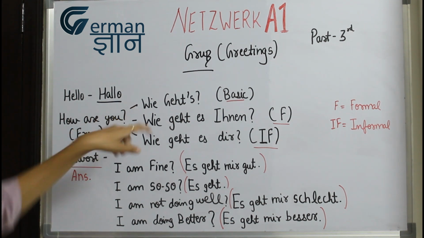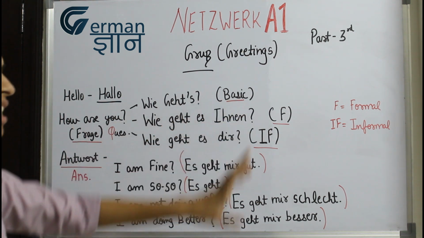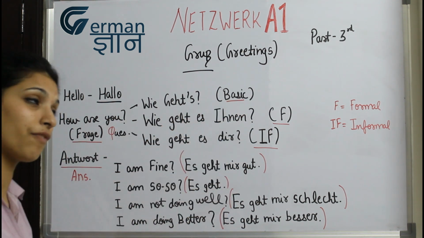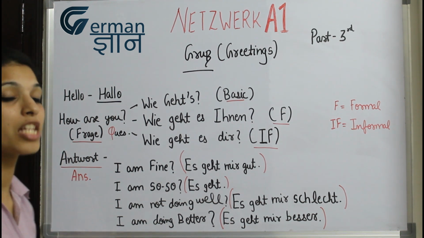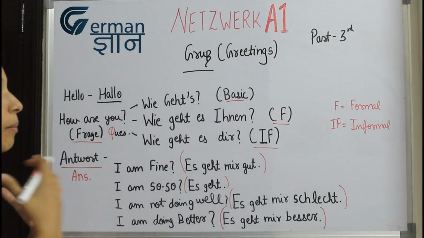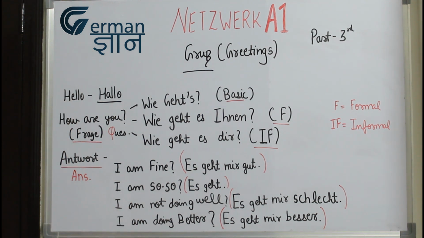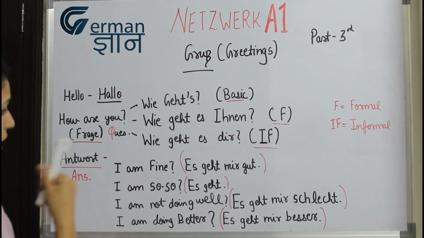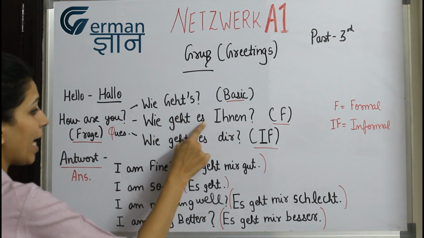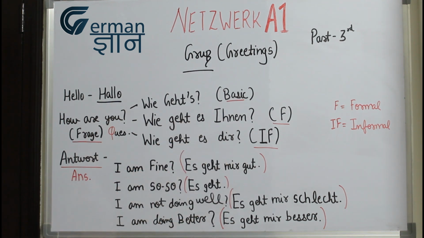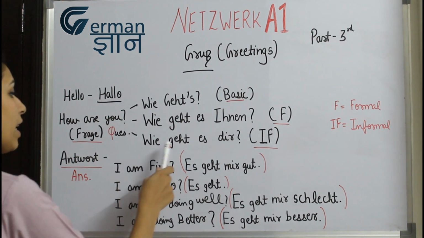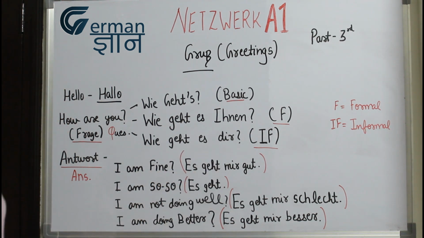Wie geht's is the basic one, which we can normally say in a basic conversation. The other one is the formal one, which is normally asked when you are in an office or when you are meeting colleagues or somebody else. This formal one we pronounce as Wie geht es Ihnen. The informal version of this is Wie geht es dir.